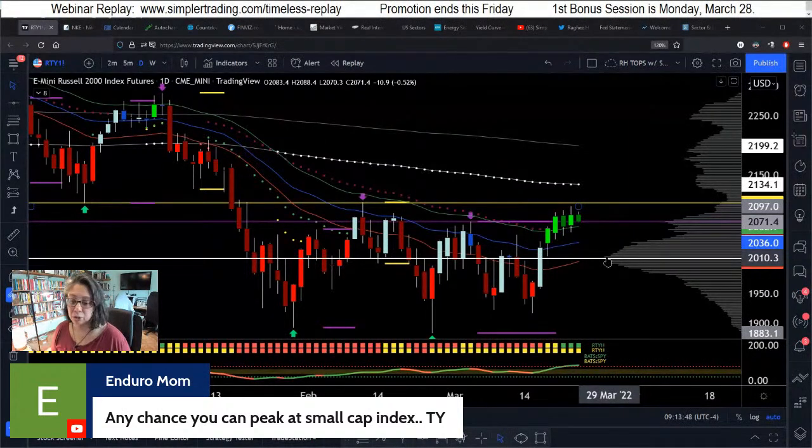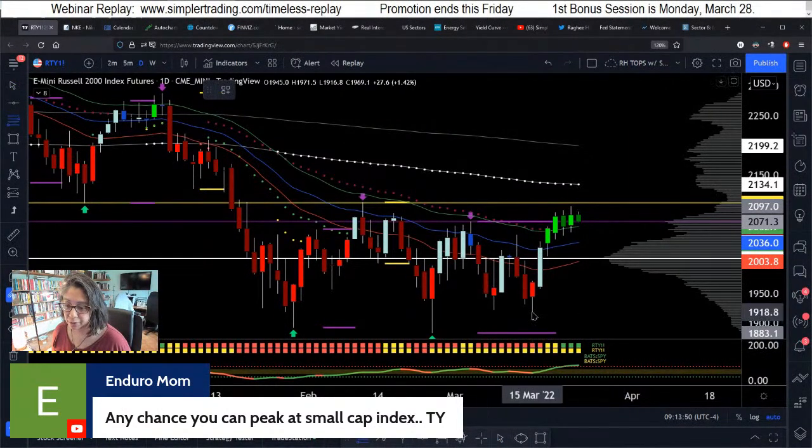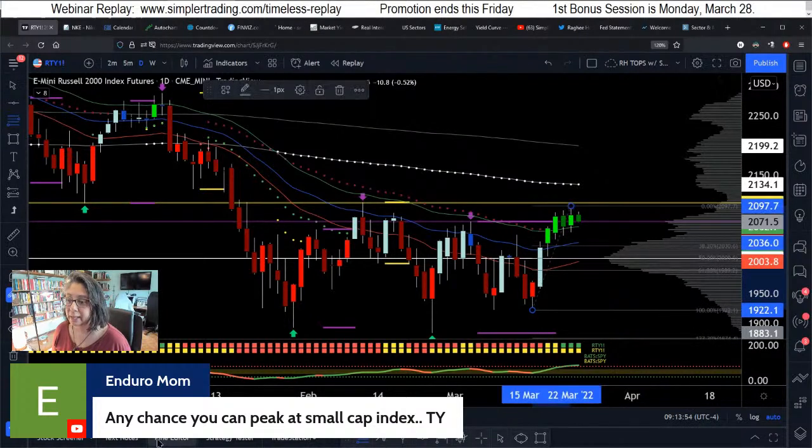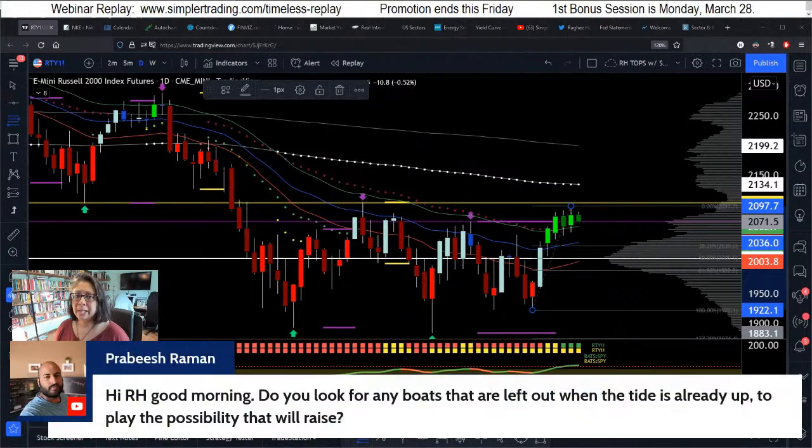So that's actually a really good looking potential setup here. Actually, I do like that one quite a bit. 50% and the point of control, perfect. So definitely in play. Thanks for the question.